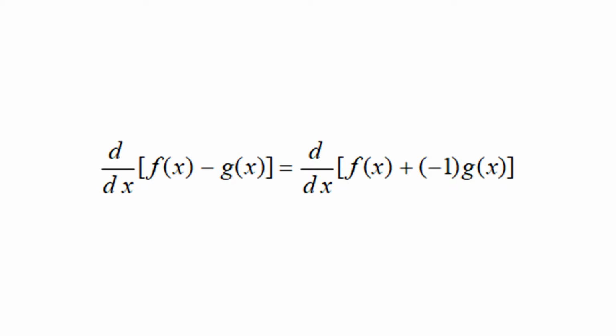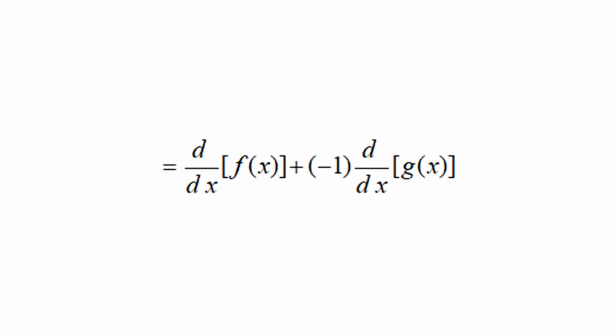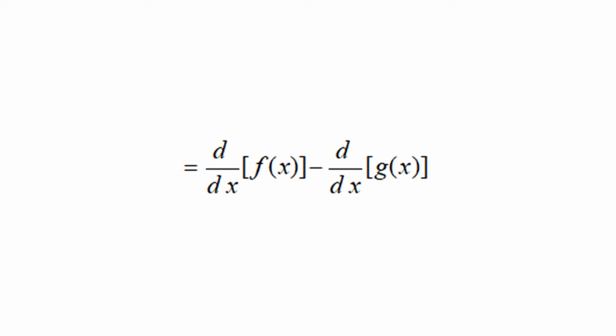d/dx of (f(x) − g(x)) equals d/dx of (f(x) + (−1)·g(x)), which is equal to d/dx of f(x) plus (−1) times d/dx of g(x), combining the sum rule with the constant multiple rule, which is equal to d/dx of f(x) minus d/dx of g(x).